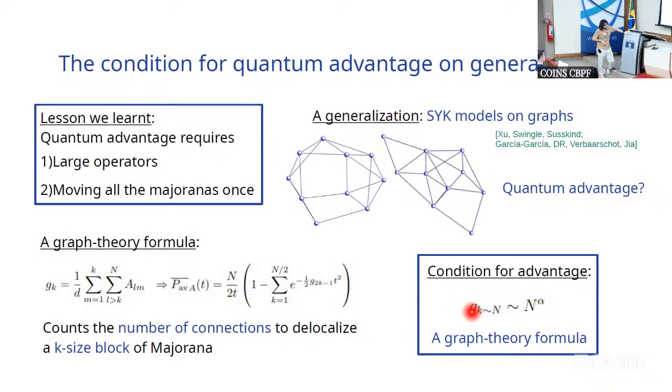So you need your GK, which counts the number of connections that a block of, roughly, n Majoranas has to escape. You need that this quantity scales with n. If that is the case, you have an advantage. If that is not the case, you don't have an advantage. So I think this is nice because it somehow recasts the problem of the charging power of an SYK quantum battery in terms of well-defined graph theory questions that you can go to your favorite mathematician in graph theory and ask, with a given graph, if this satisfies or not this property.